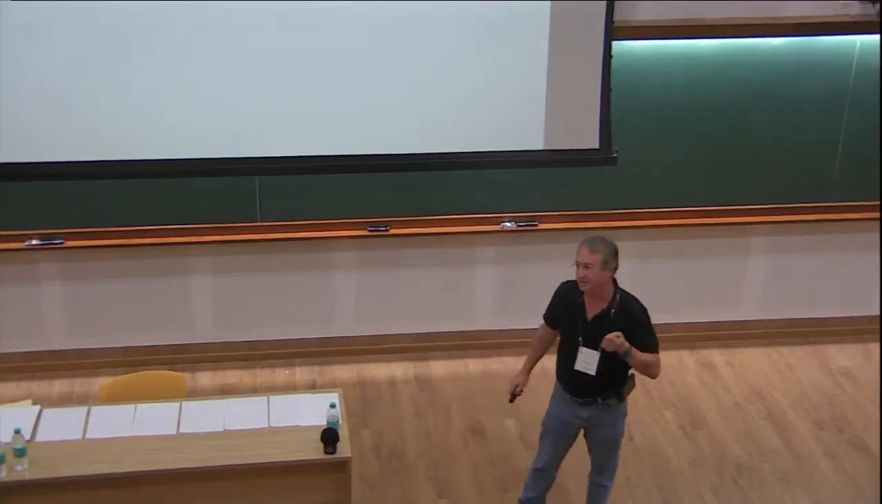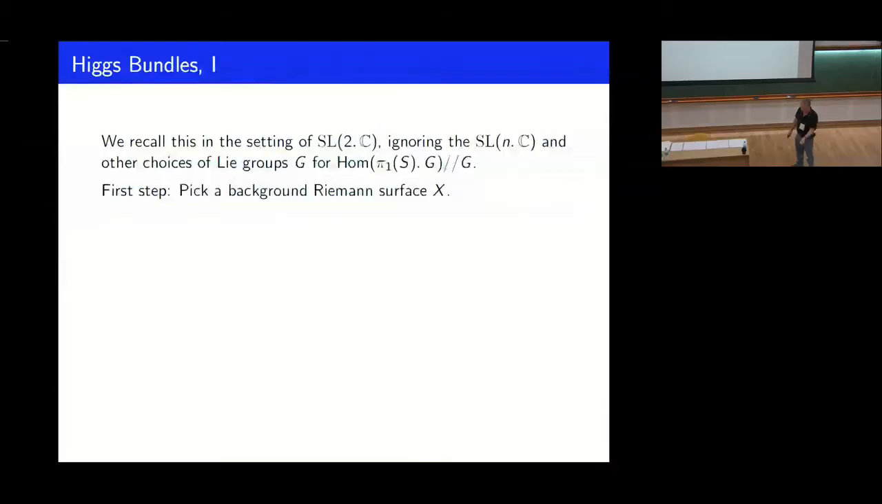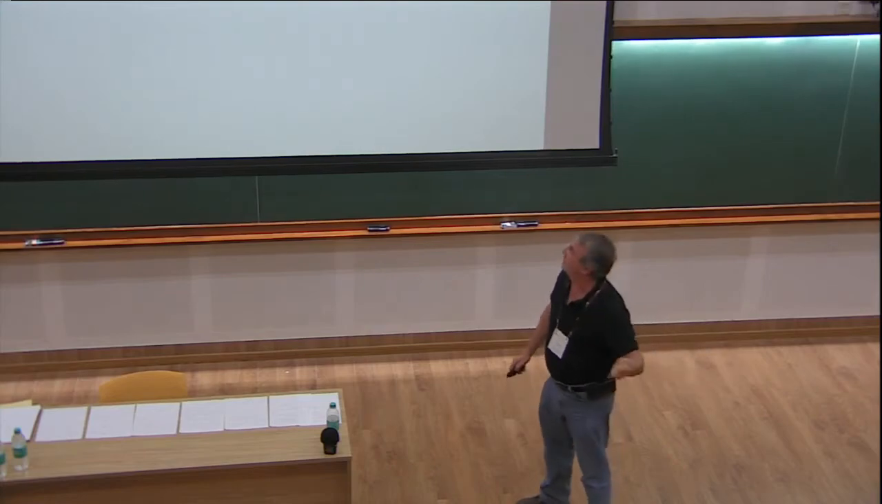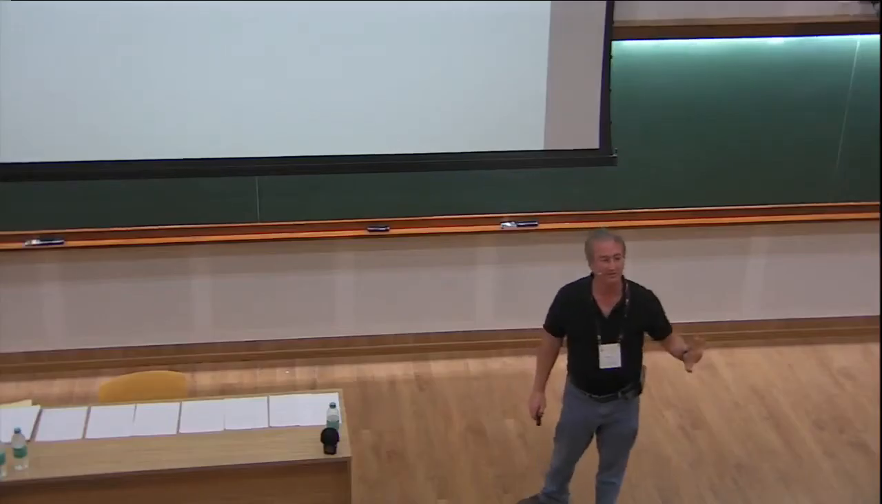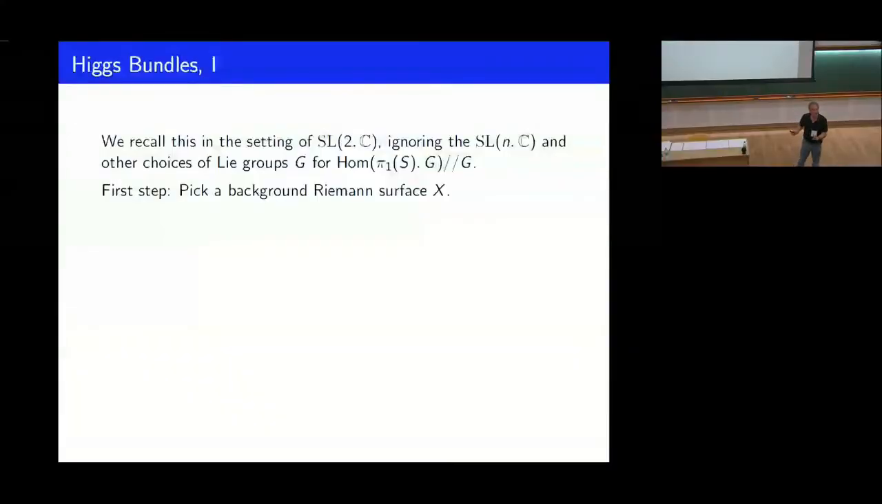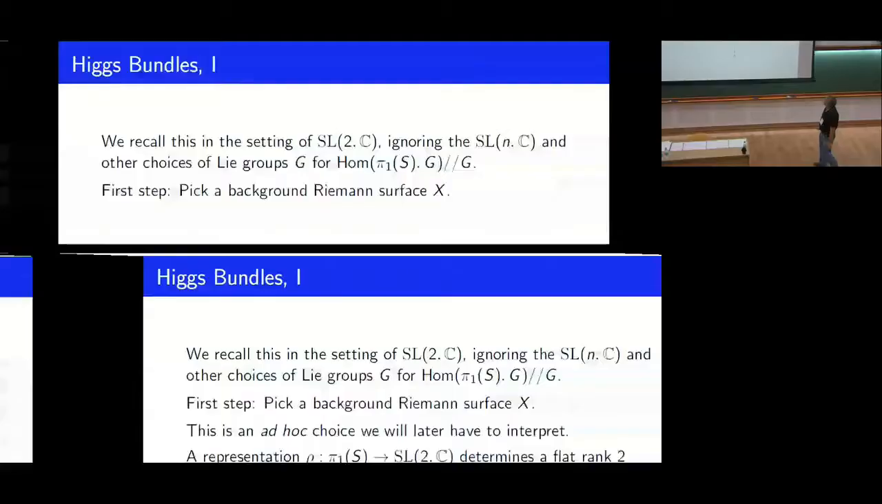So I'm interested in studying asymptotics of the character variety, and the very first thing I do to study the character variety is I make an ad hoc choice of a background Riemann surface, fixed throughout. Why we would do this, I don't know, or why that would be natural, but this is what happens in the gauge theory. So I have to later interpret this.